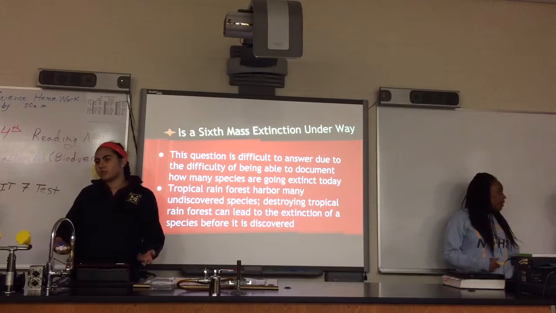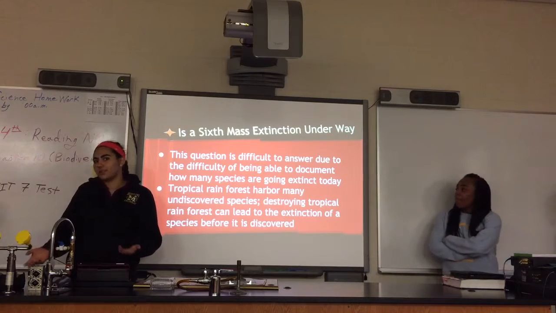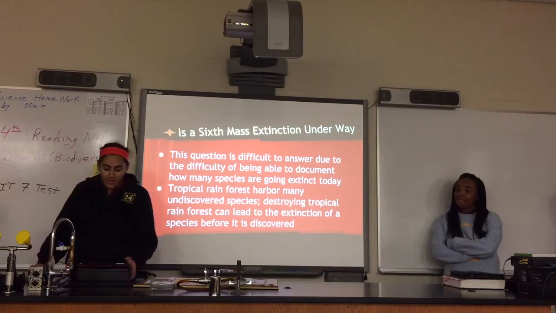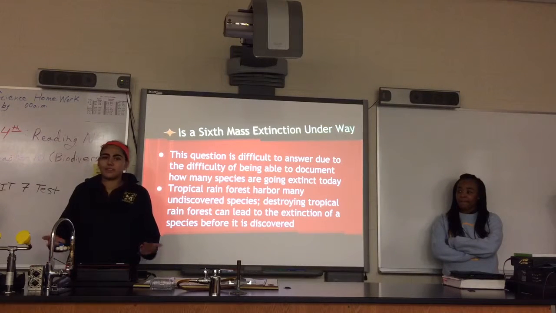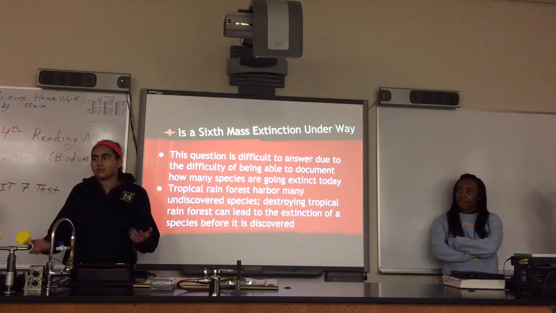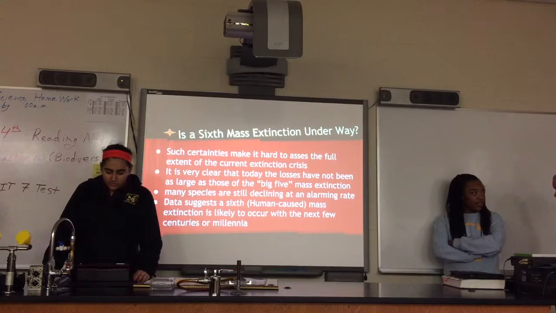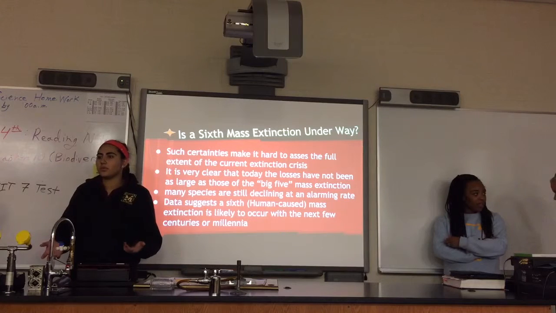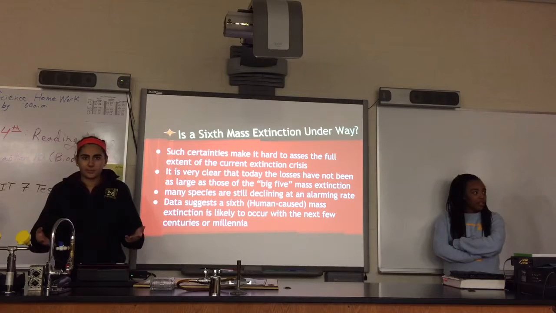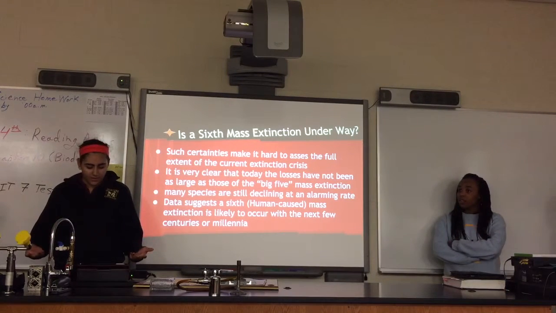So if these species go extinct, would we really know they went extinct if we never knew that they actually existed? That's why we don't have an exact count of how many animals are going extinct at the moment. Such uncertainties make it really hard to analyze the full crisis. I mean, is it a crisis? When's it going to happen?